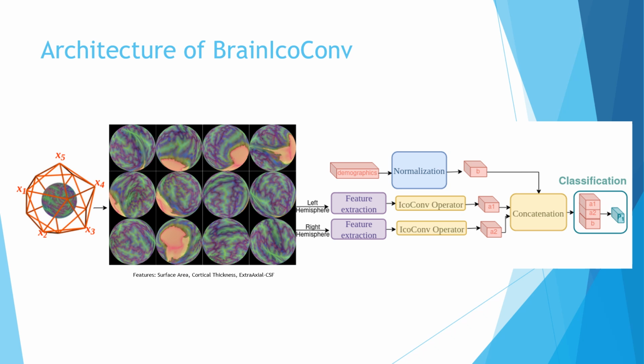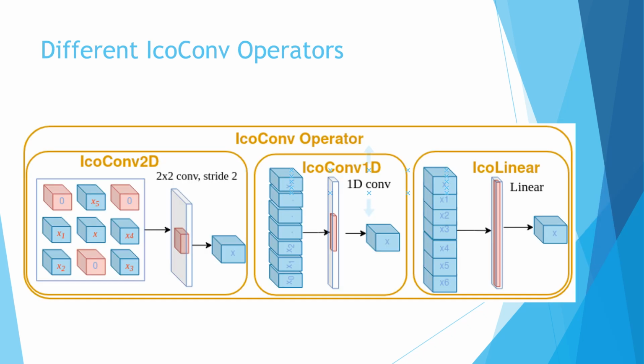This is the general architecture of BrainIcoConv. We start by capturing views of the object from different viewpoints. We have separate networks for the left and right hemisphere. We extract the features and pull the information using our IcoConv operator. Finally, we concatenate all the demographic information and the image features from the 2 hemispheres. A final linear layer is in charge of the classification.